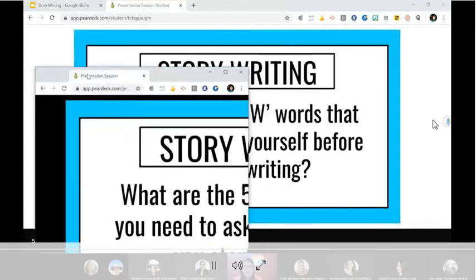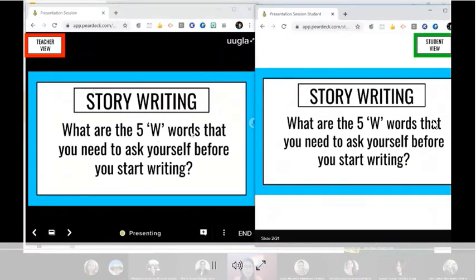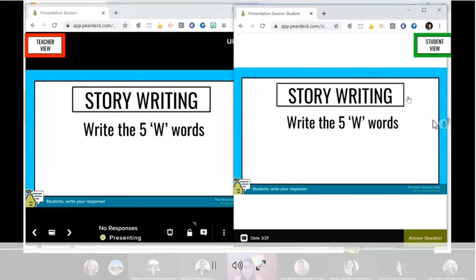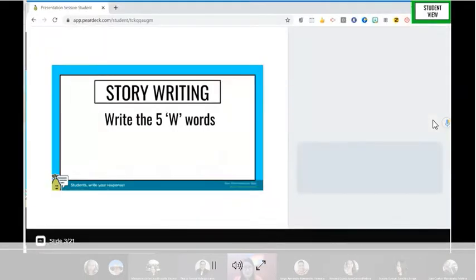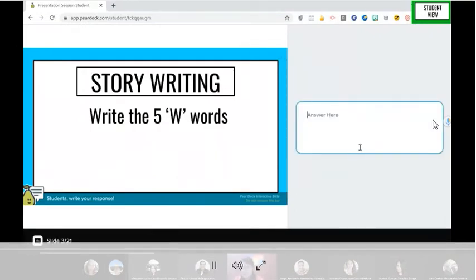So if we make these into separate windows here. Okay, so this is my teacher side on the left, and this is your side on the right. So every time the teacher goes through a slide, it's going to come up for you a bit differently. So you're going to be able to answer a question to this. So if I make this full screen, this is what your screen's going to look like now, and you have to answer this question. So let's say we're doing story writing. So when you write a story, you need to ask yourself 5 words, which are who, where, what, why, and when. So you can enter that response there.